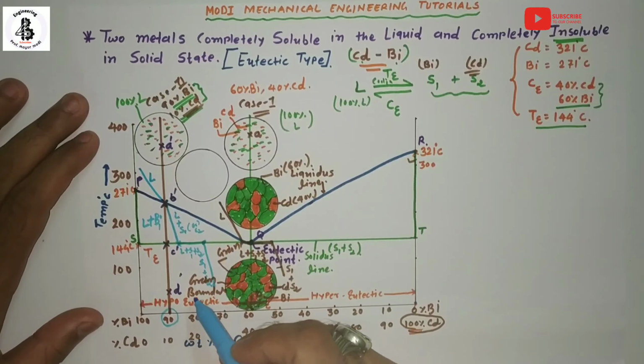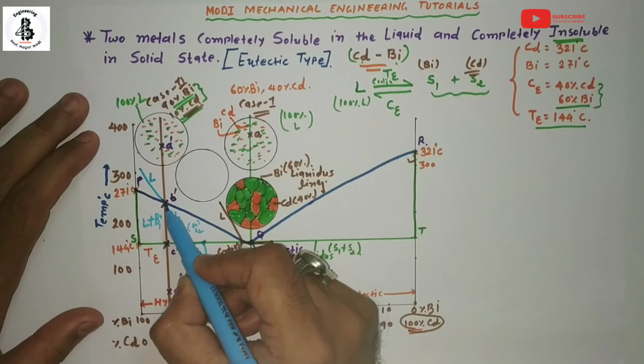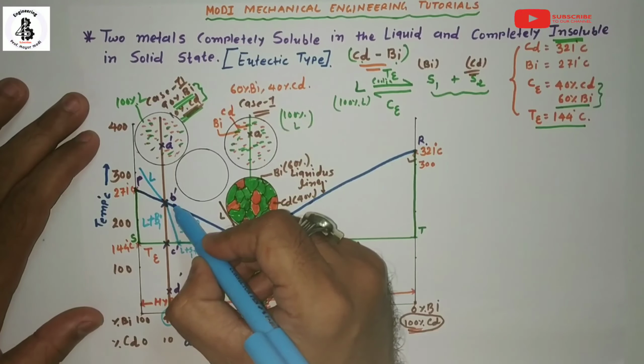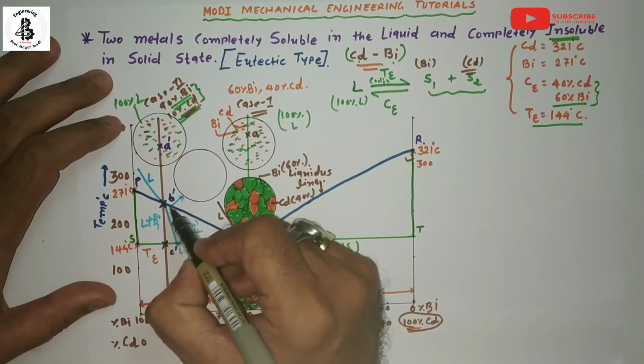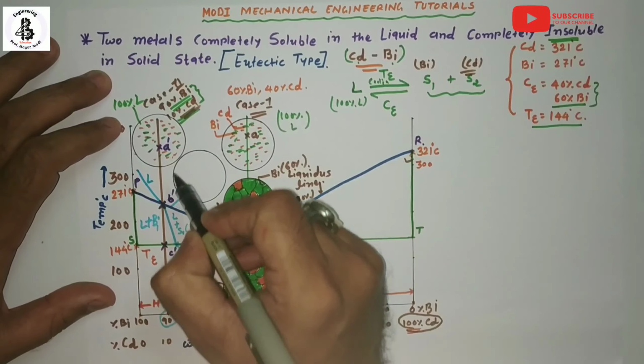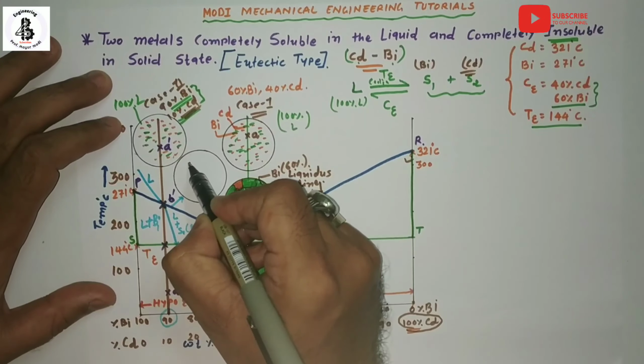Now I would like to make a microstructure at the B dash point. Just you can see, there will be the starting point of the solidification, or you can say the formation of the nuclei.